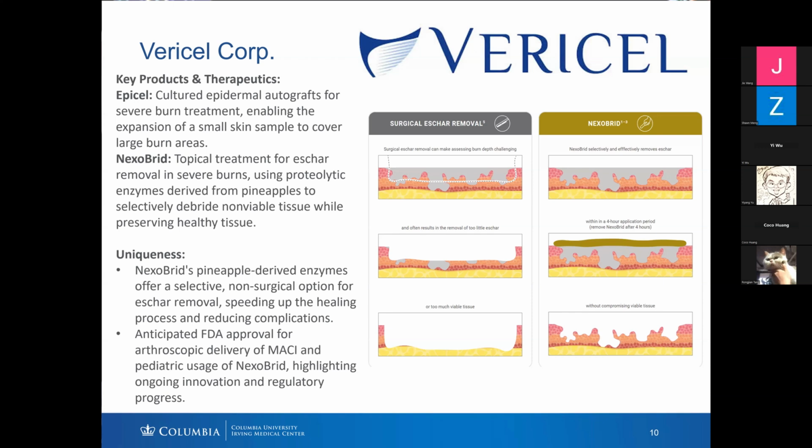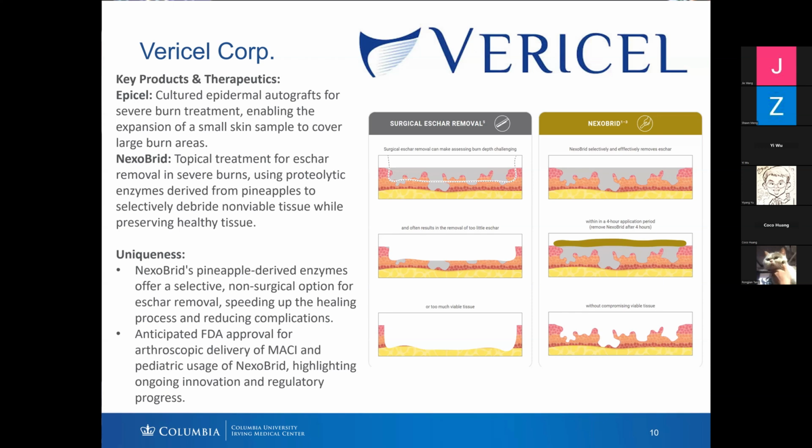So what makes Vericel unique, right? It's very focused on patient-specific autologous treatments, so own-body treatments that enhance biocompatibility and minimize the risk of rejection. It's also at the cutting edge of the regulatory process. This company is insanely good at getting FDA approvals. They have anticipated FDA approvals for MACI and Nexobrid, and their Epicel technology is already approved. And so yeah, they have a lot of potential for dominating the burn treatment market segment.